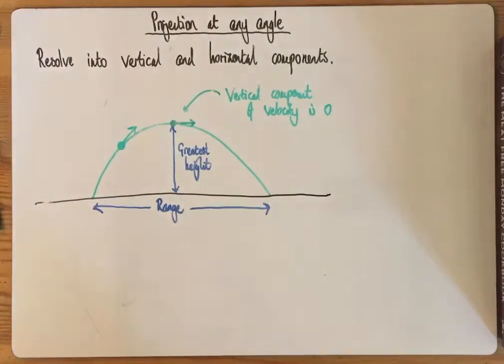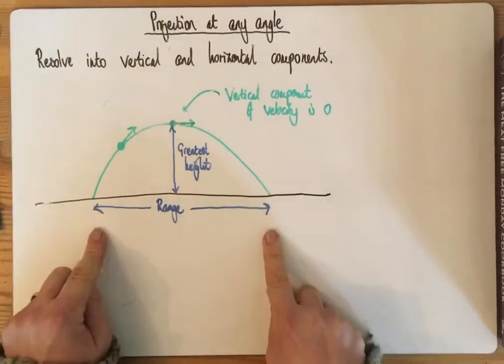Okay, projection at any angle. So you need to basically resolve into vertical and horizontal components, the velocity. And then you can work with these similarly to what we were doing last lesson. A little bit of terminology.